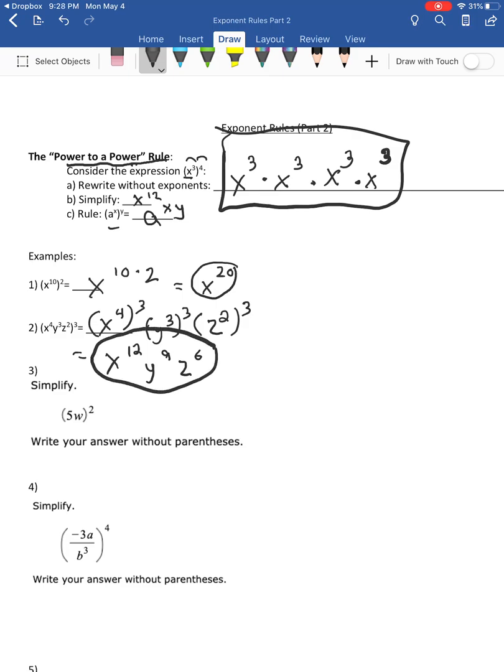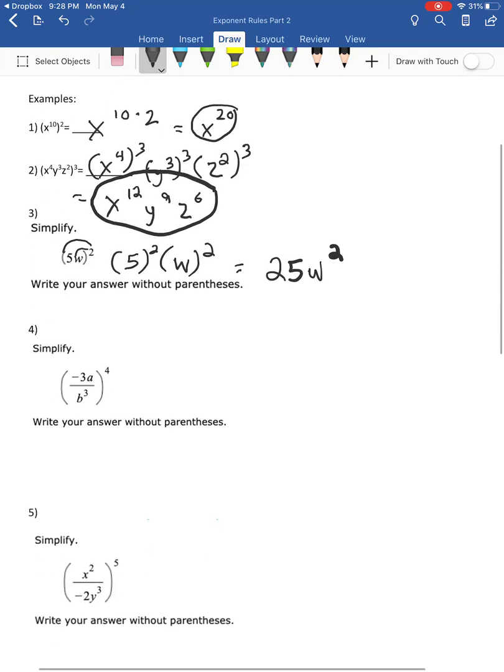All right. Simplify, we have a 5w on the inside and a squared on the outside. So the 2 is going to get distributed to everything on the inside. That's going to be 5 squared w squared. That's going to be 25 w squared.